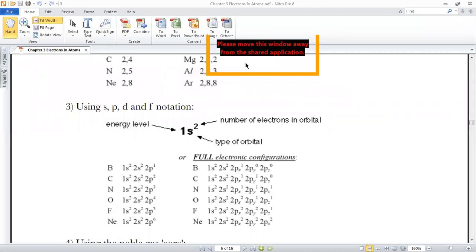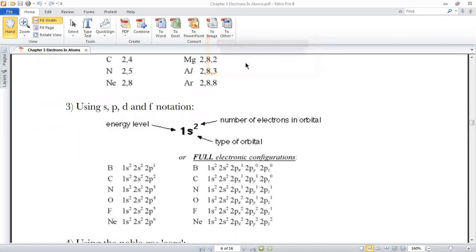Carbon has 6 electrons. So according to that, 1s will have 2 electrons, then 2s will again have 2 electrons, and then 2p will have 2 electrons. And in this way, you keep on filling nitrogen till neon. Neon has 10 electrons, so 1s2, 2s2, and 2p6.